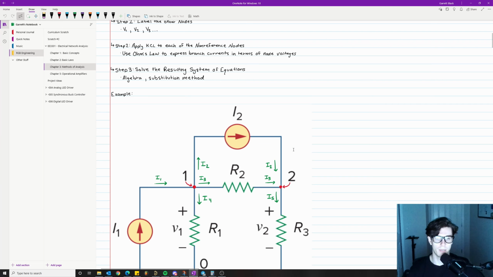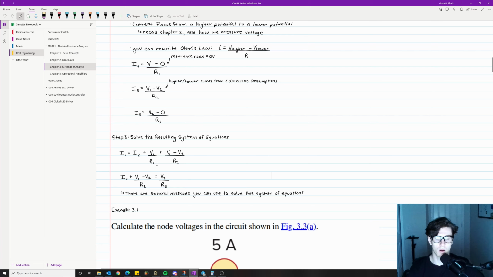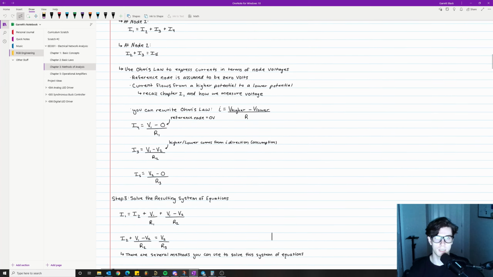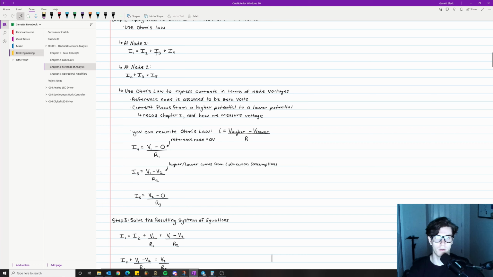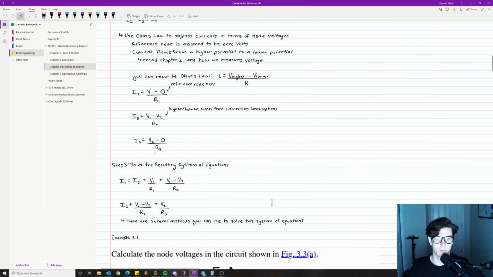There's no impeding element, so we just plug I2 directly in, plus V1 over R1. We just took out the 0 right there, plus V1 minus V2 over R2. And then we have this one plugged in: I2 plus V1 minus V2 over R2 equals V2 over R3. So we're just substituting wherever we have a variable that is known in terms of voltage and resistance, and that's where we get that from.